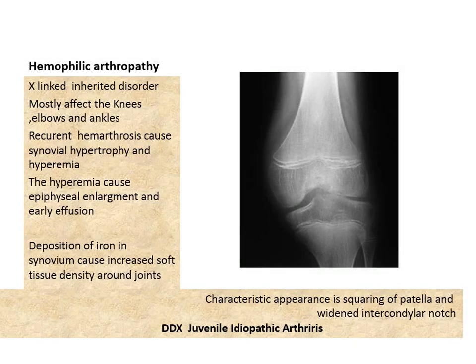Another entity is hemophilic arthropathy, an X-linked inherited disorder that mostly affects the knees, elbows, and ankles. There is recurrent hemarthrosis causing synovial hypertrophy and hyperemia. This hyperemia causes epiphyseal enlargement and early fusion, so there will be short limbs. The deposition of iron in the synovium causes increased soft tissue density around the joint.